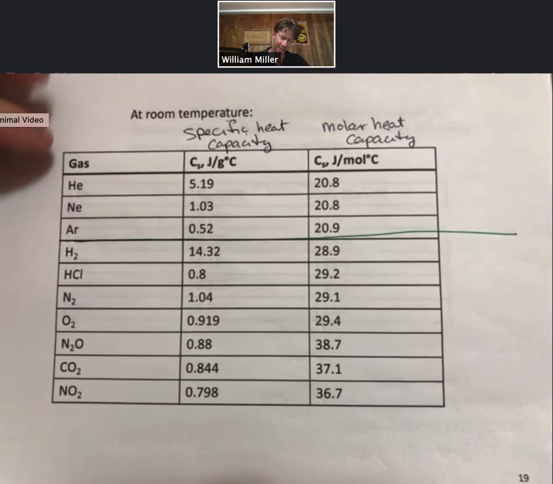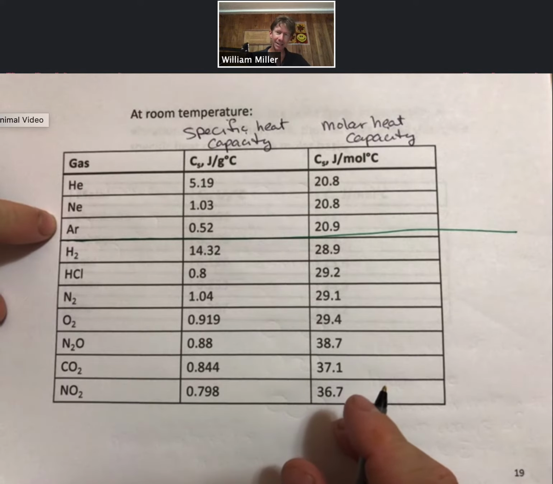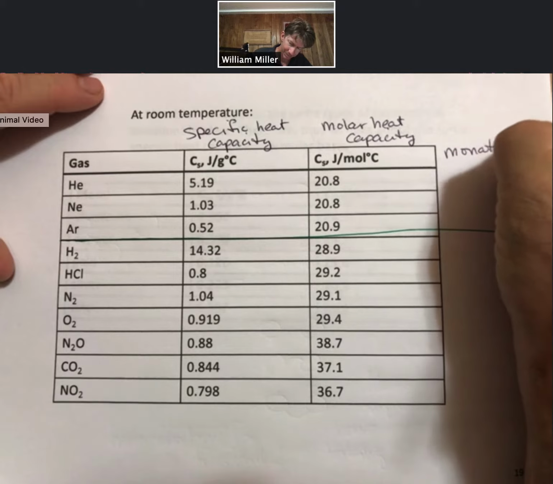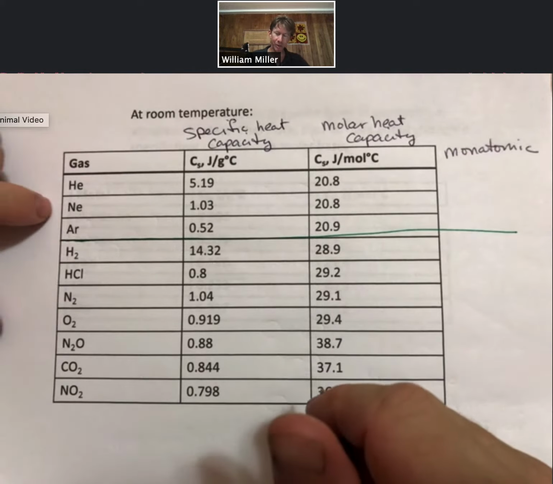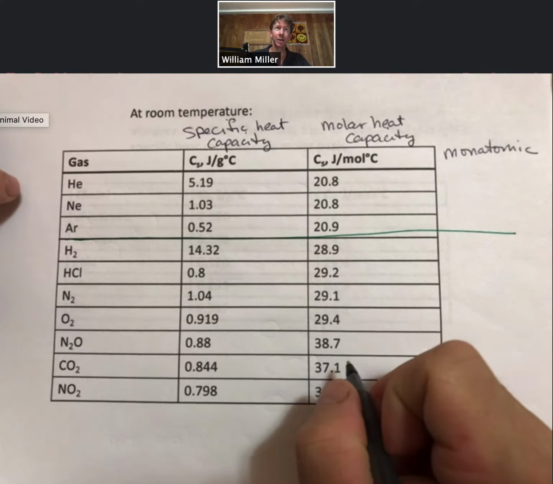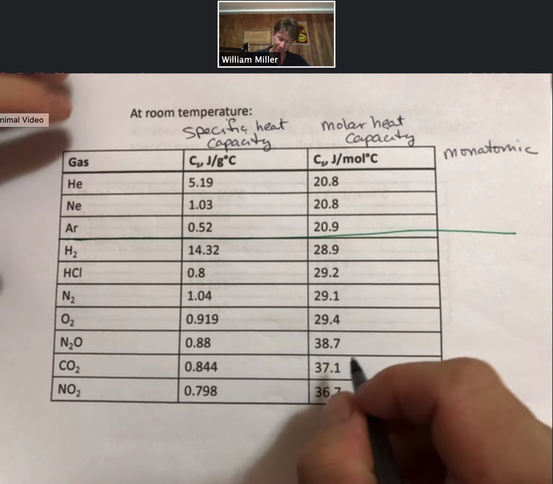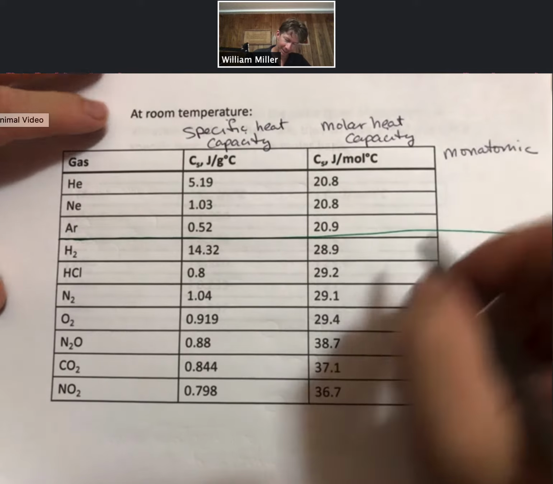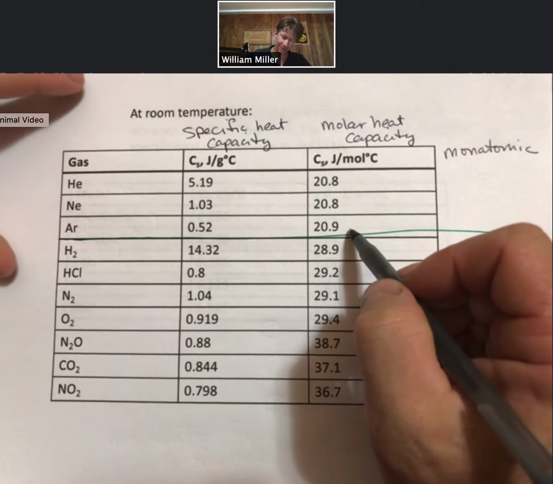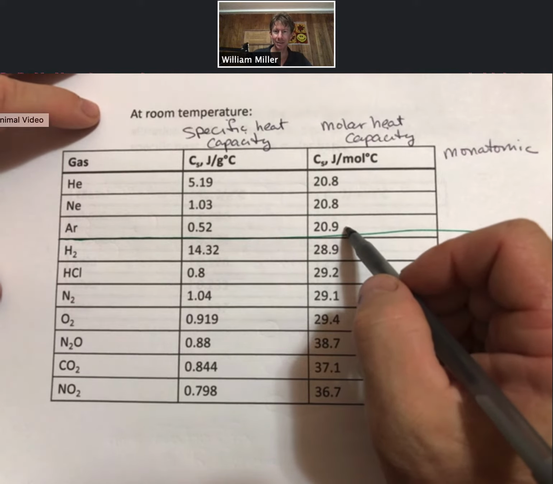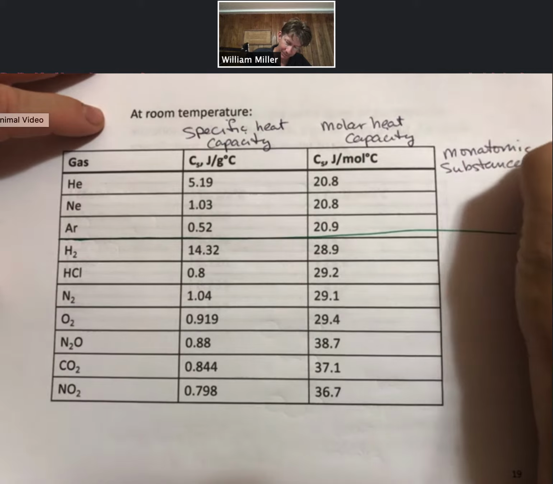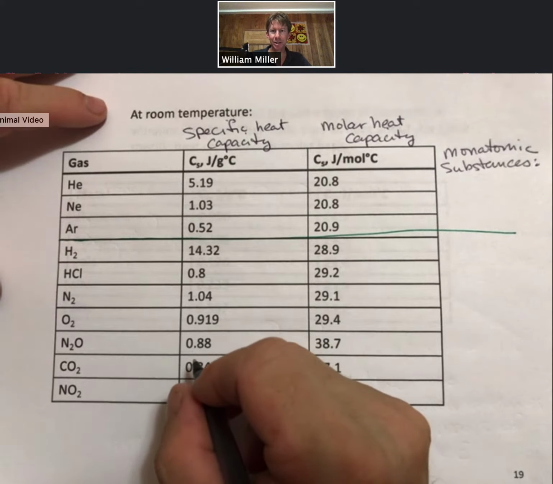And that's because each of these has only one atom. So they're monatomic. And they only have translational motion. So the only way they can take in kinetic energy is through translational motion. And that leads to them all having the same or very similar molar heat capacities. And this is true of all monatomic substances. Monatomic substances take in kinetic energy through translation.